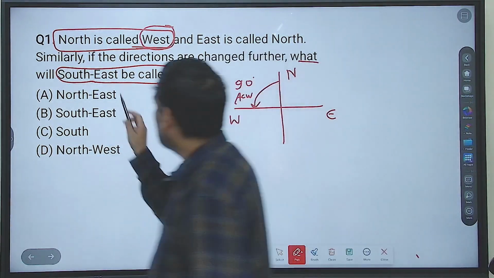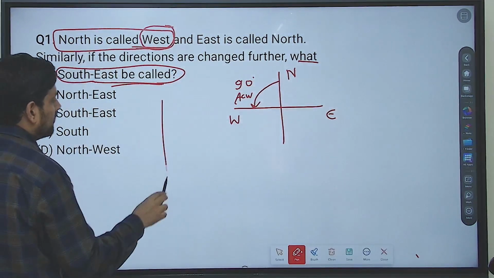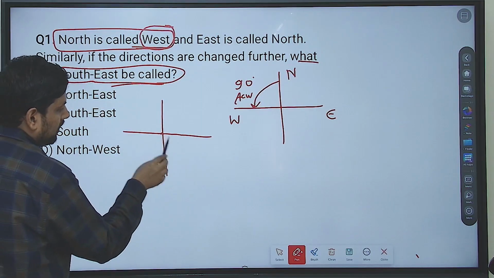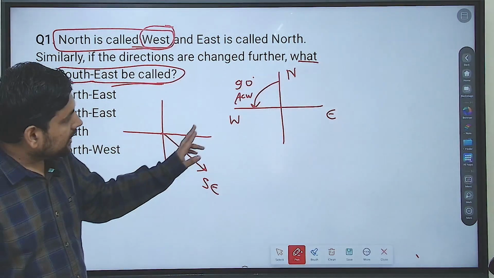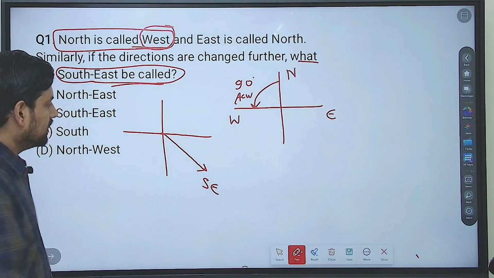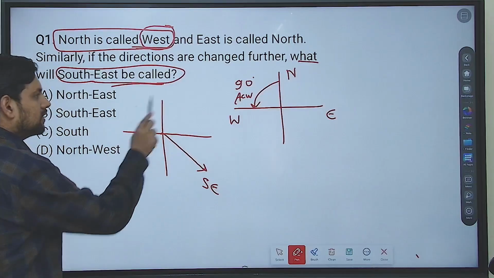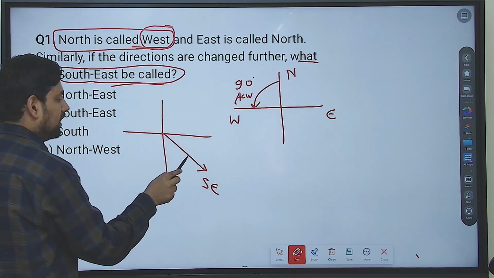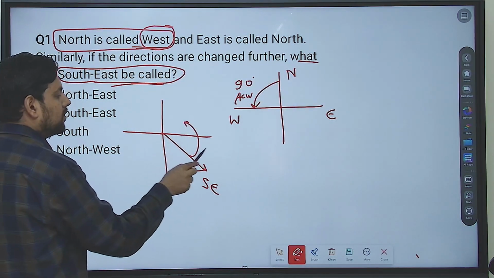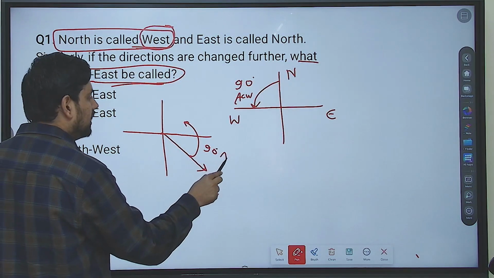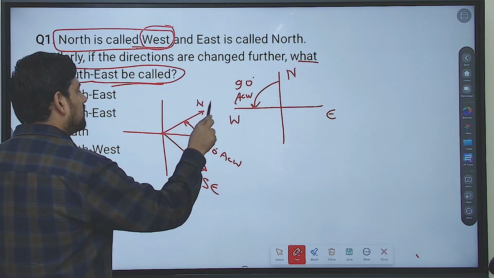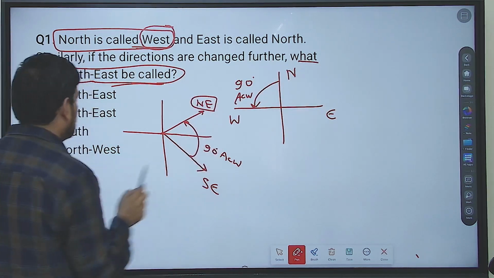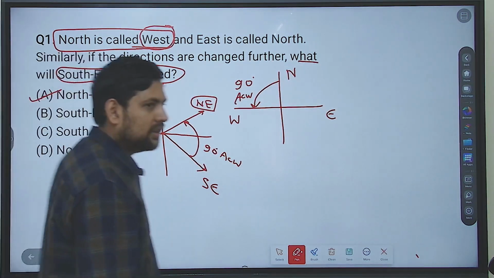Then it asks you what will southeast be called. So this is south, this is southeast. Southeast, again I have to rotate by 90-degree anti-clockwise. This is clockwise, this is anti-clockwise. How much I have to go? 90-degree anti-clockwise. So which direction do I reach? I reach northeast. That's it. So northeast becomes your answer.